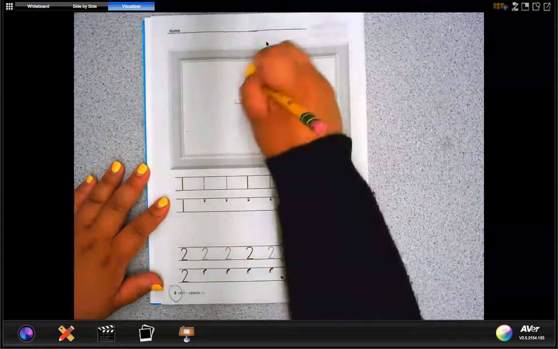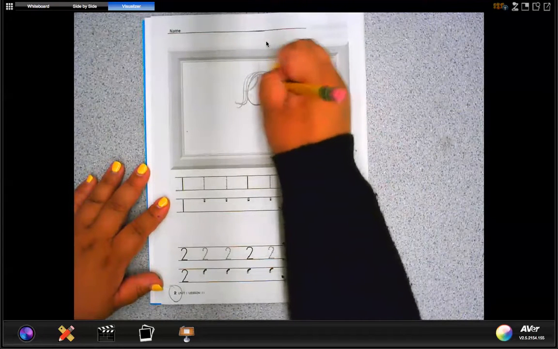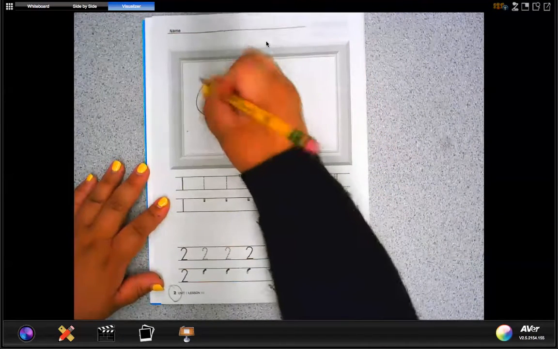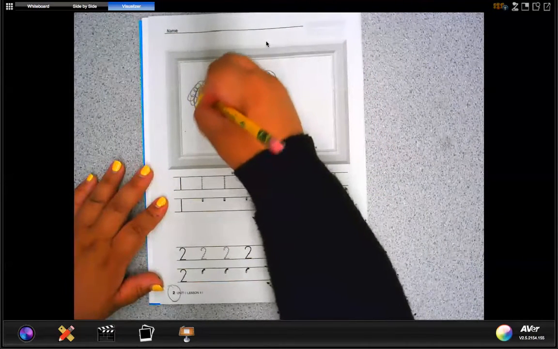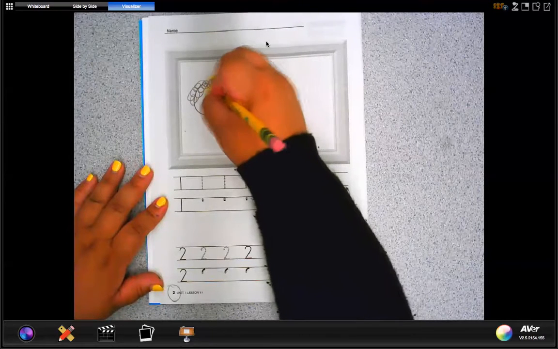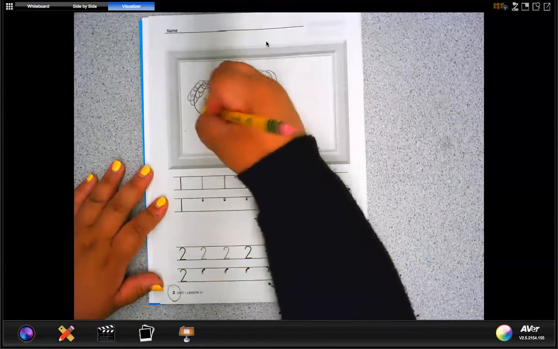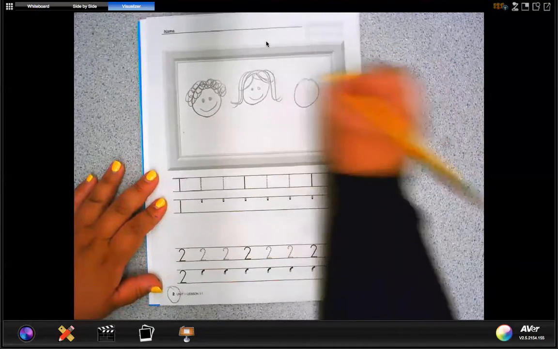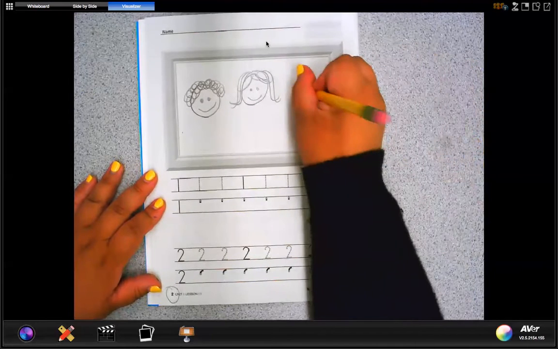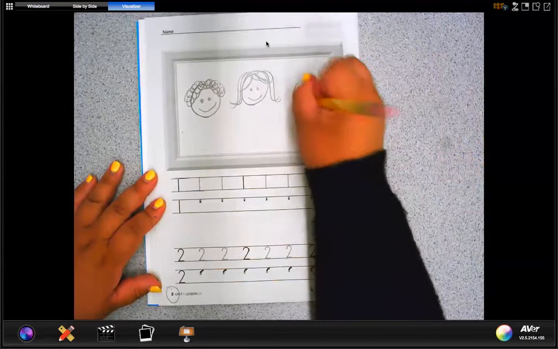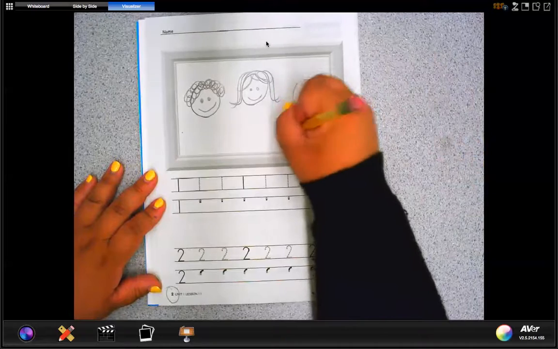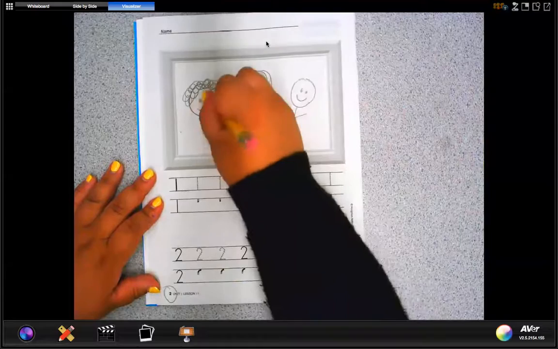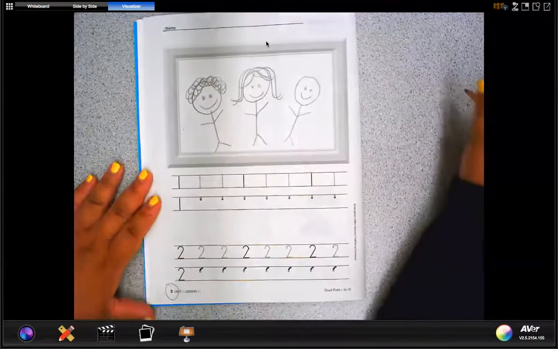So it's a girl. Draw someone with curly hair. And someone with no hair. Okay, so feel free to color it, make it beautiful.